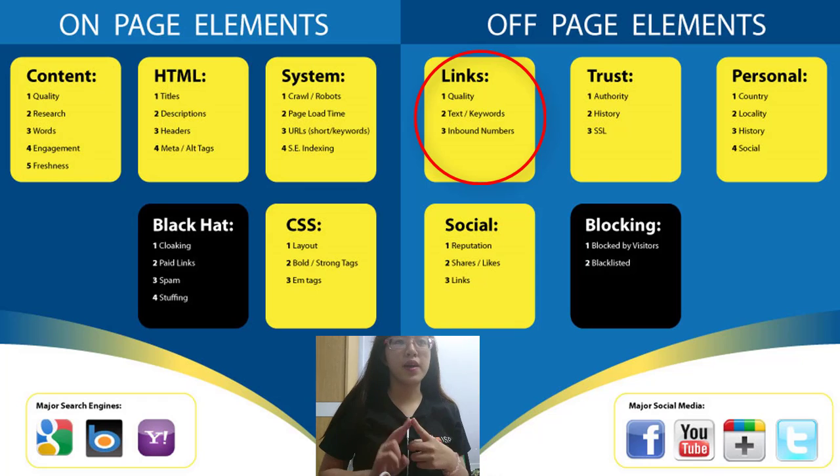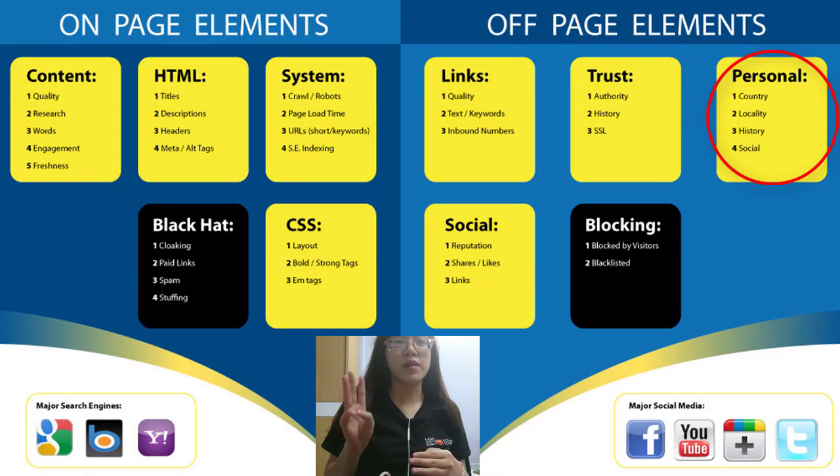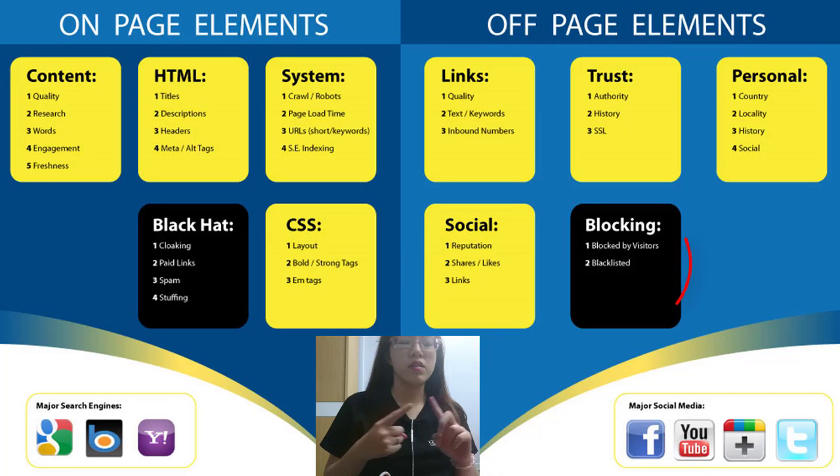It includes the quality of the link, the text and keyword in the link, and inbound numbers. Secondly is trust. It includes authority, history, and SSL. Third one, personal. It includes country, locality, history, and social. Fourth one, the social. It includes the reputation of your organization, shares and likes, and the links you put in. It also includes blocking, being blocked by visitors or blocklisted.